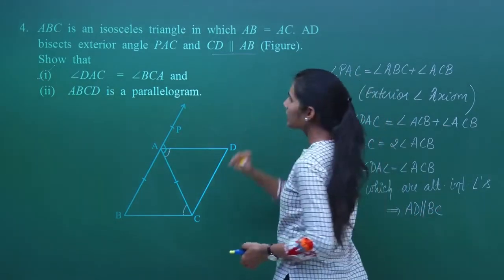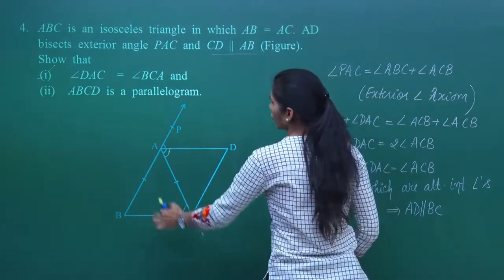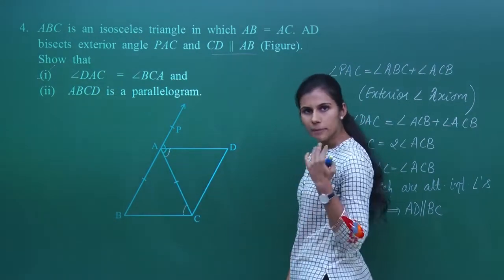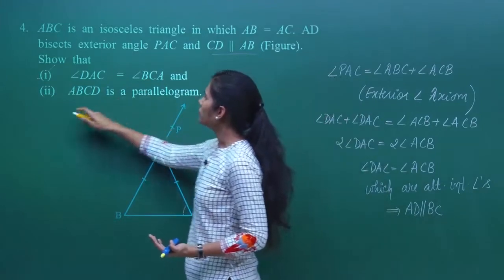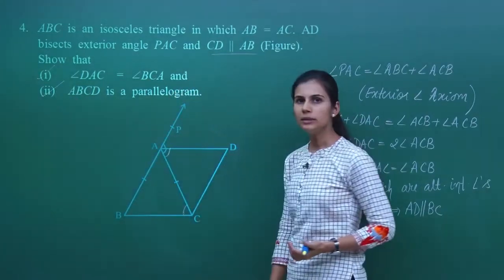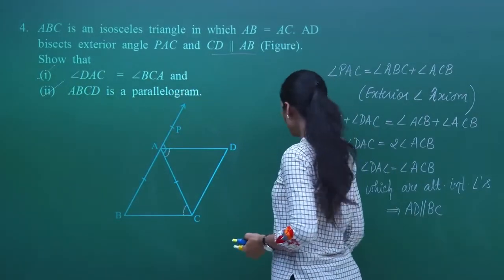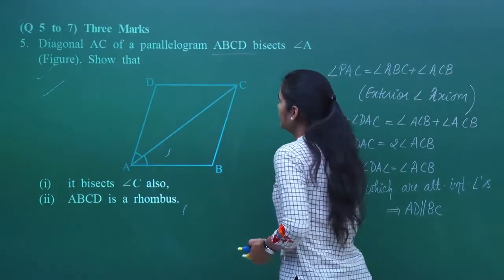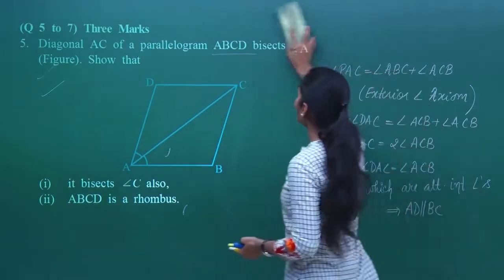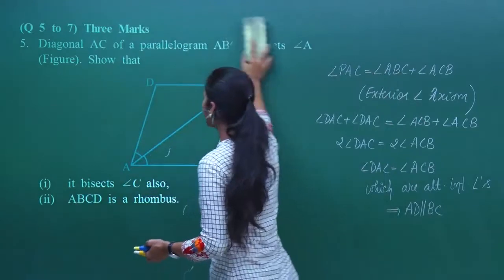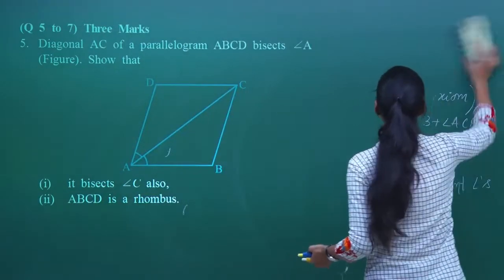And we already have AB is parallel to CD. So a quadrilateral in which opposite sides are parallel is a parallelogram. So we have shown this also, and therefore ABCD is also a parallelogram. Next question, let's see, says what? Diagonal AC of a parallelogram ABCD bisects angle A, show that it bisects angle C as well.